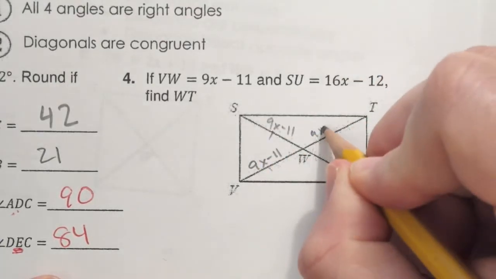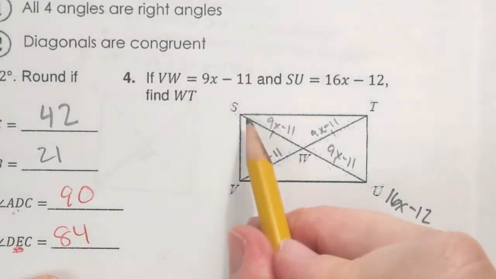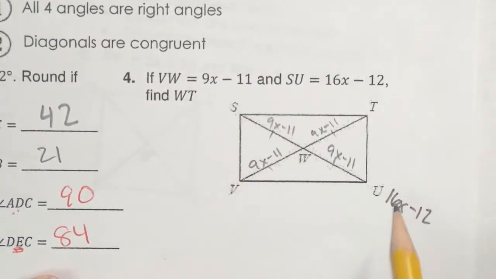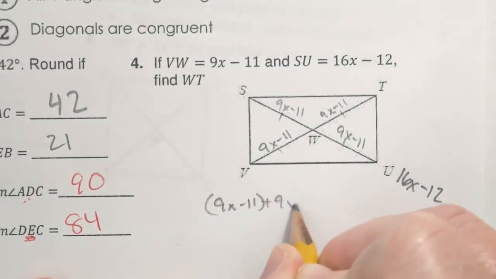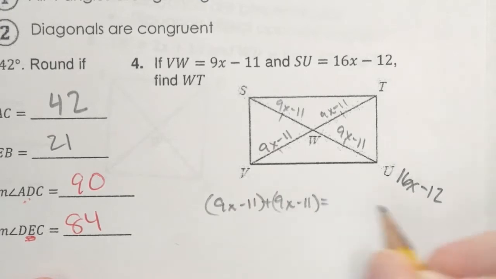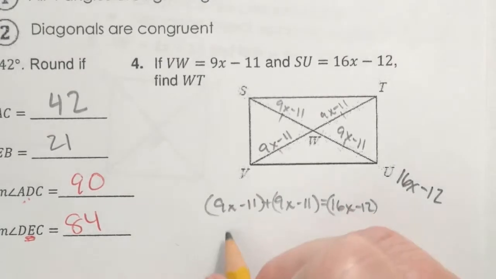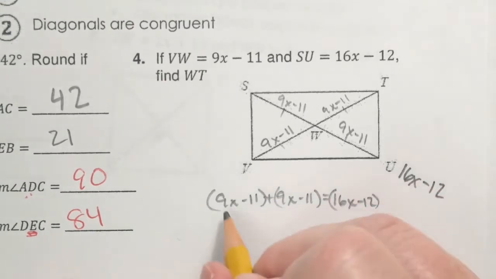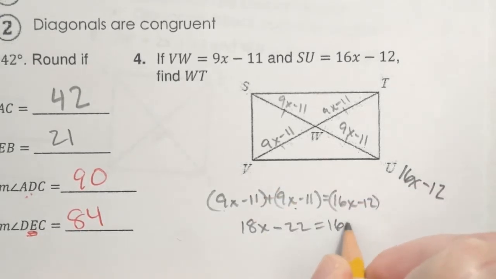This is 9x minus 11. This is 9x minus 11. And look at that. I know this plus this equals the whole shebang. So 9x minus 11 plus 9x minus 11 equals the whole shebang, 16x minus 12. Okay, and just solve. 9x plus 9x is 18x. Negative 11 minus 11 is negative 22 equals 16x minus 12.